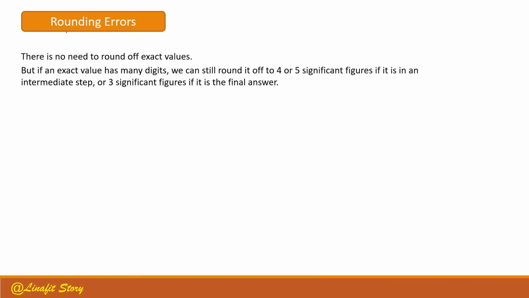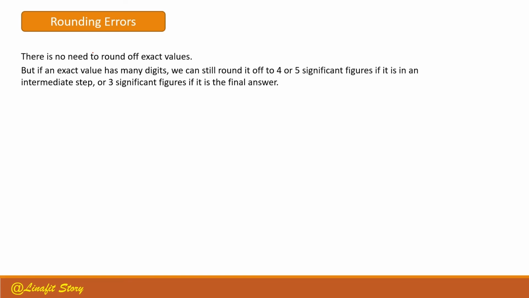Rounding error. There is no need to round off exact values, but if an exact value has many digits, we can still round it off to 4 or 5 significant figures if it is in an intermediate step, or 3 significant figures if it is the final answer. So, in other words, if we want the final answer to be accurate to 3 significant figures, the non-exact values in the intermediate steps should be given to at least 4 significant figures.